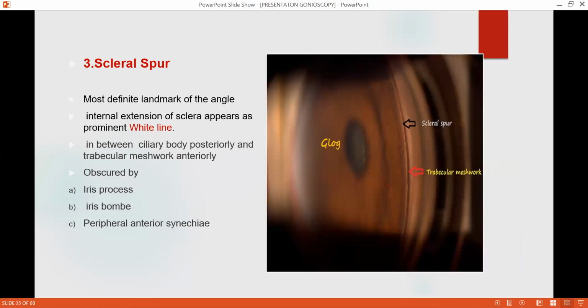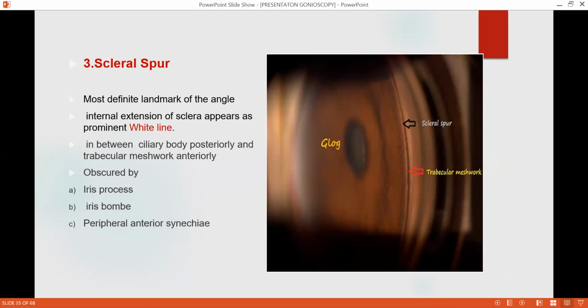The third structure is the scleral spur, and it is the most definite landmark of the angle. It is the extension of sclera and appears as a white prominent line. You can see in this clinical picture that the scleral spur is very clearly seen near the trabecular meshwork. It lies in between the ciliary body posteriorly and trabecular meshwork anteriorly.